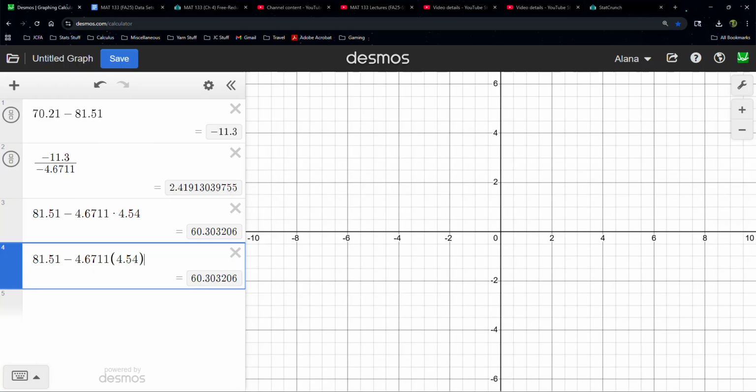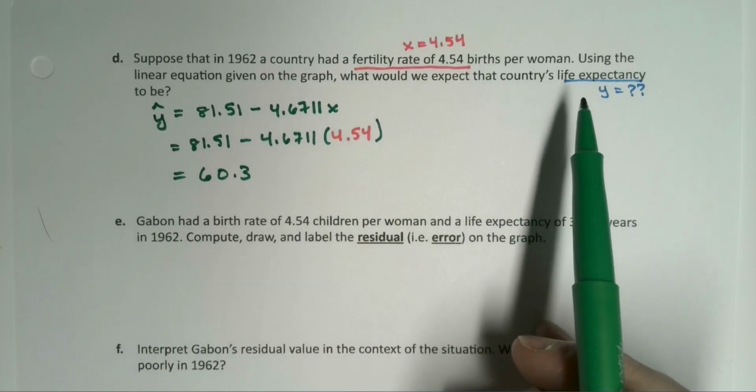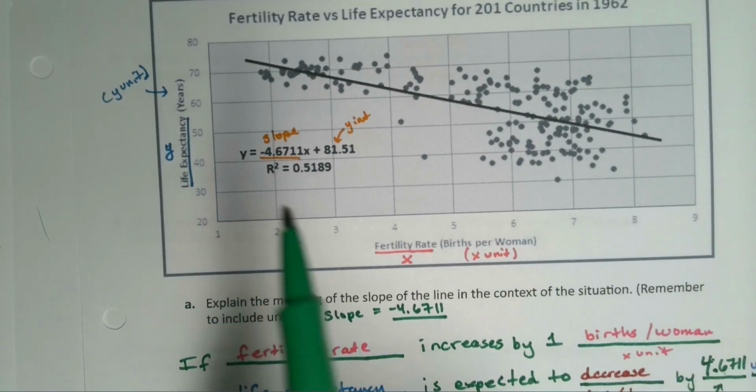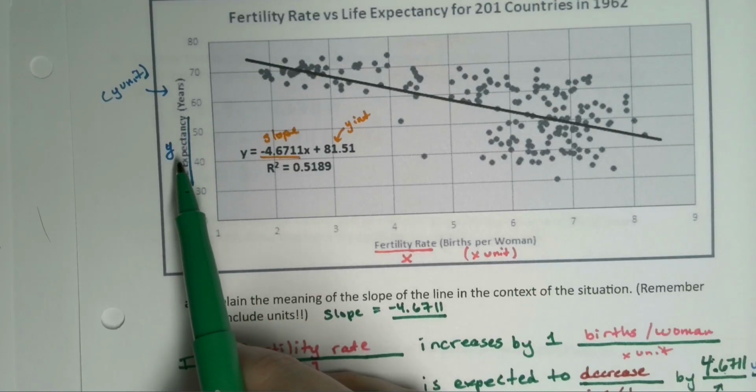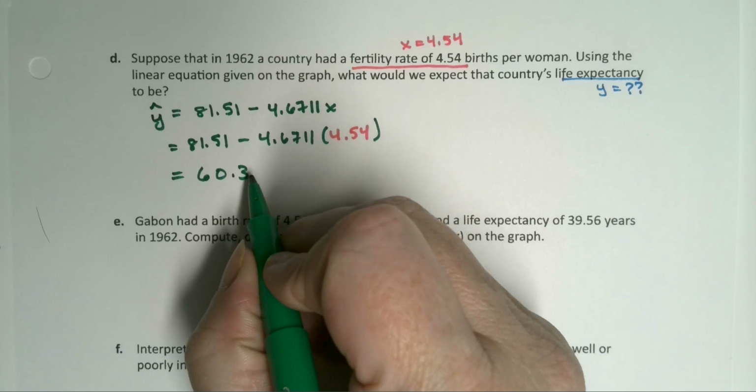Now we have to think about the units on this. Well, this was a country's life expectancy. If I go back and look, life expectancy was a y variable. Right. So this was years.